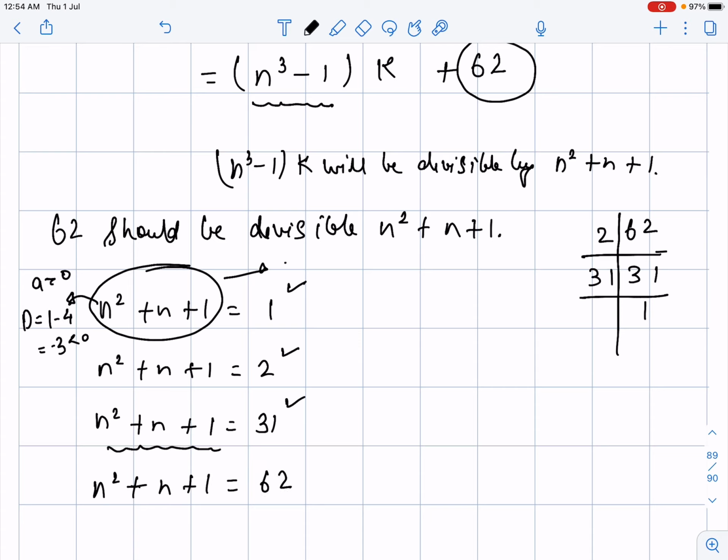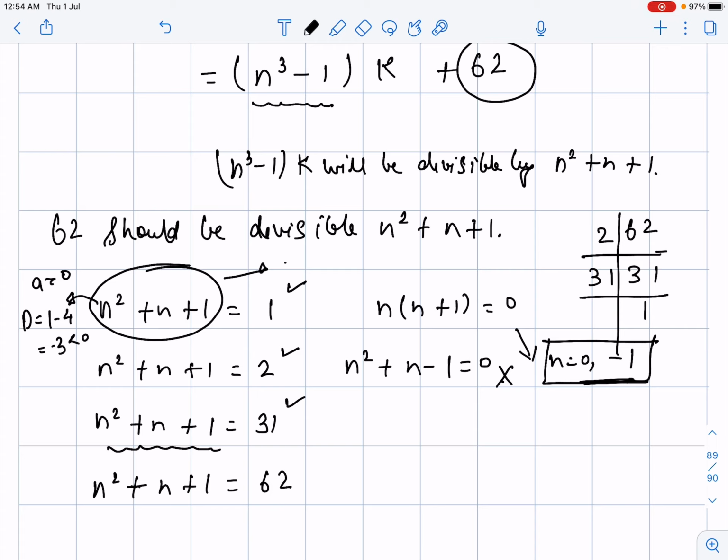Now guys, we'll get whether any value of n will satisfy this or not. If it is equal to 1, I'll get n into n plus 1 is equal to 0. That means here I'll get n is equal to 0, minus 1. Hope you guys would have got my point. Now if it is equal to 2, you'll get n square plus n minus 1 is equal to 0, and we will not get any integer answer over here. So from the first case I got 0 and minus 1. From the second case I didn't get any answer.